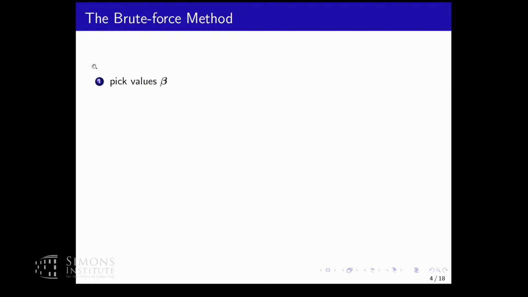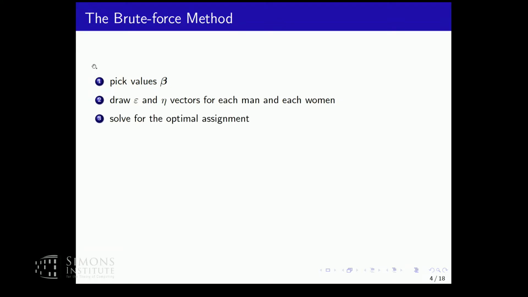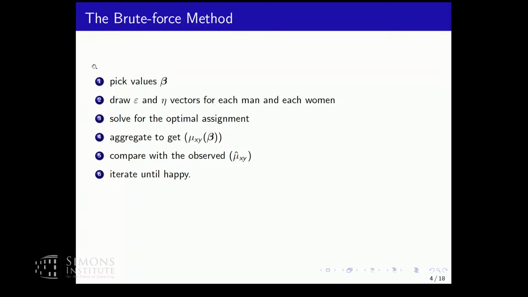So here, what would you do brute force? You would pick values for the parameters you want to estimate, the betas. Then you would draw epsilon and eta for everyone in the population. Then you would solve for the optimal assignment. Then you would aggregate to get this mu xy, which depends on beta, and then you would compare with the observed mu hat xy. And that it's possible to do. And then you iterate, of course, until you get a beta for which these two, the 1 in 4 and the 1 in 5, are really close.